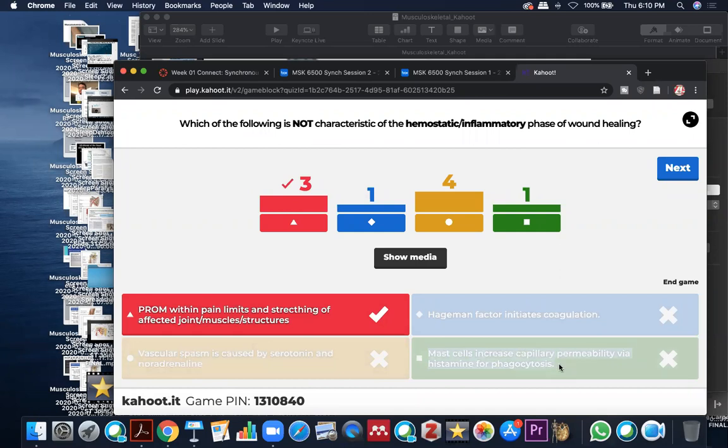So those are white blood cells that release histamine. They release histamine when they're stimulated by pathogens and other things. And that histamine will increase the capillary permeability. And then you can get all sorts of other phagocytes in there to the damaged area so that they can clean everything up. So these 3 things all happen during the hemostatic or inflammatory phase.